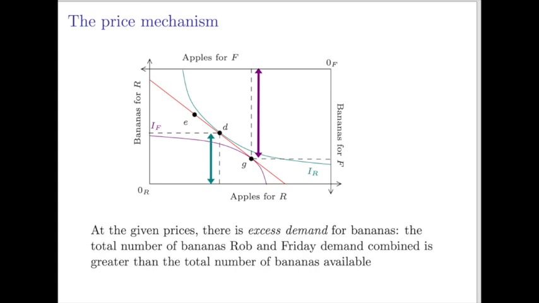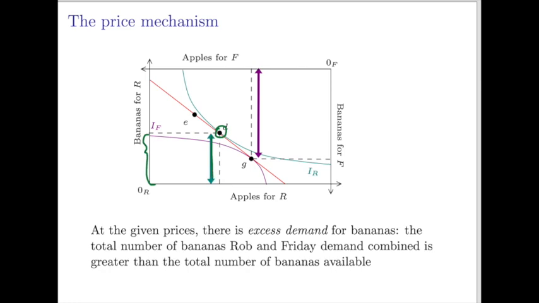Now at these given prices, there's an excess demand for bananas. So the total number of bananas that Rob and Friday are demanding is, remember, Rob is going to, this is the bundle that Rob would like to consume given these prices. So the total number of bananas he consumes here is this many. It's given by this arrow here.